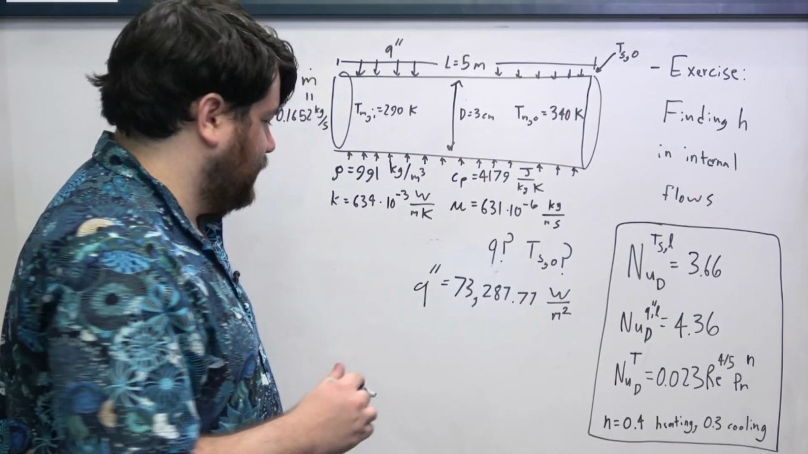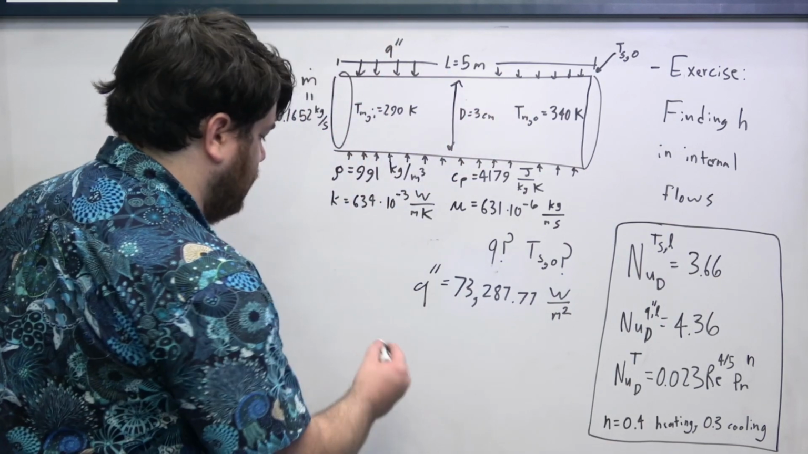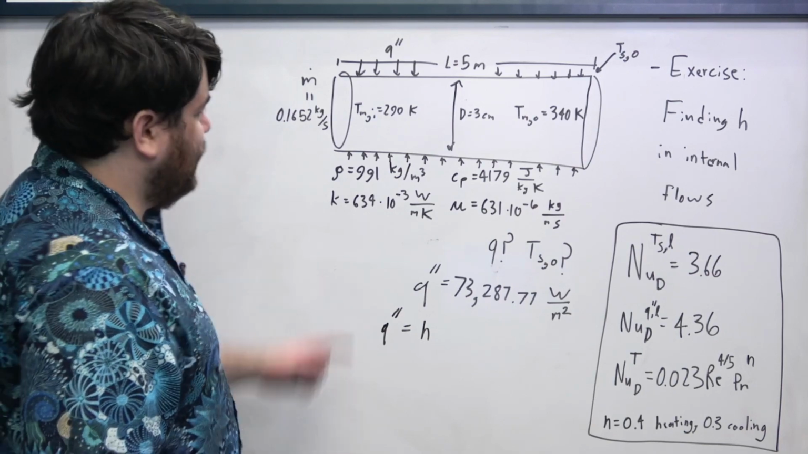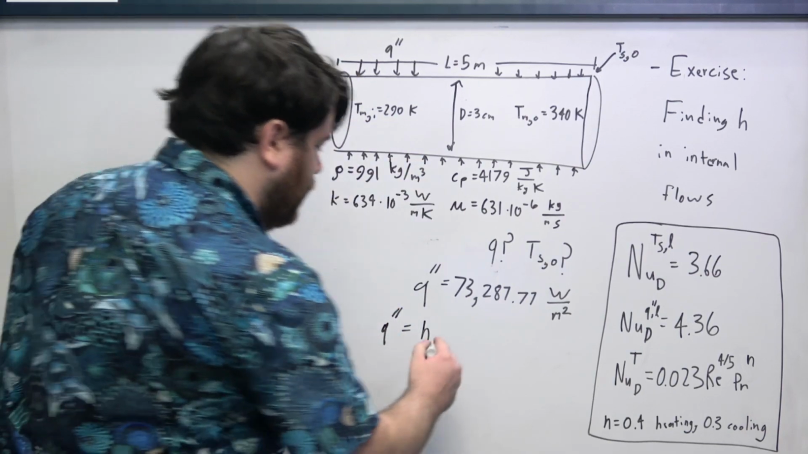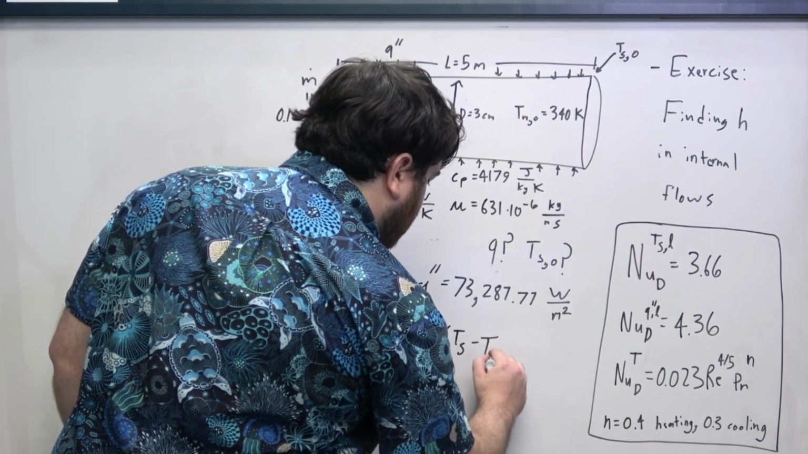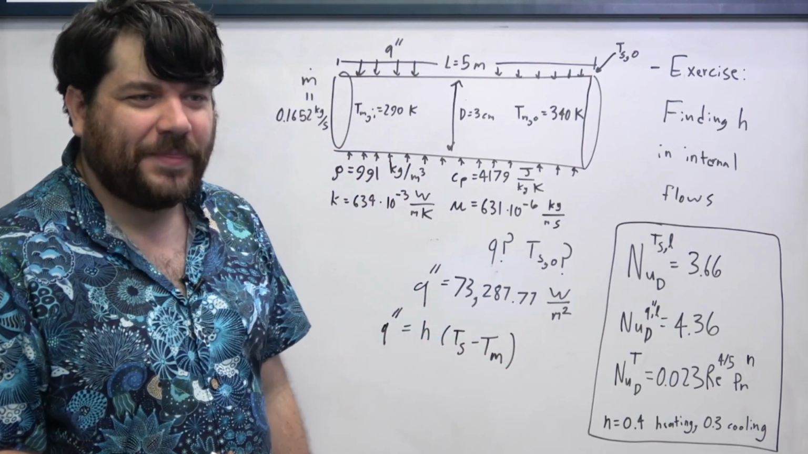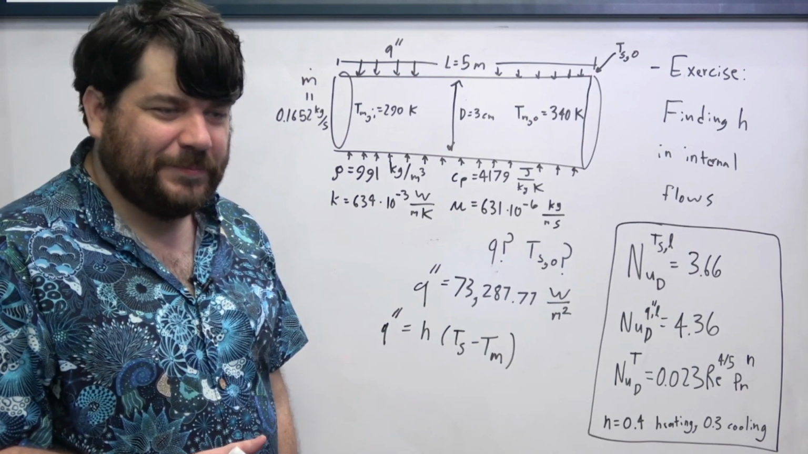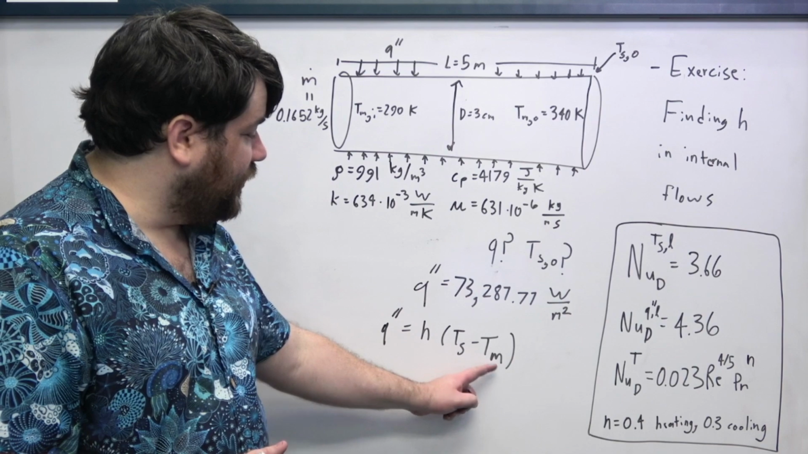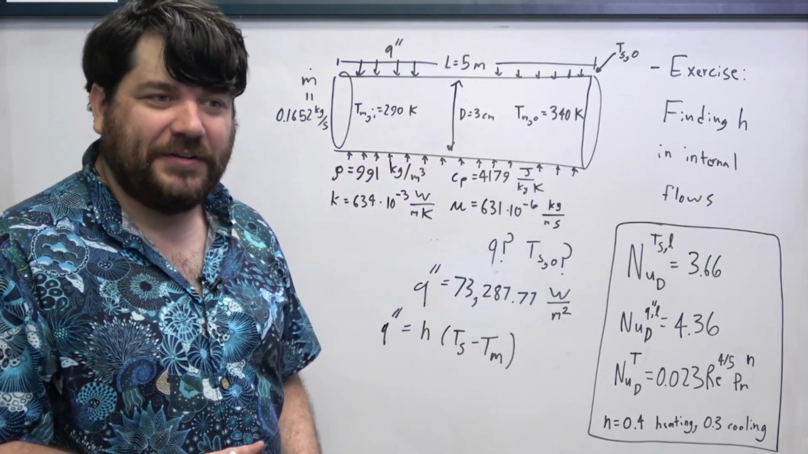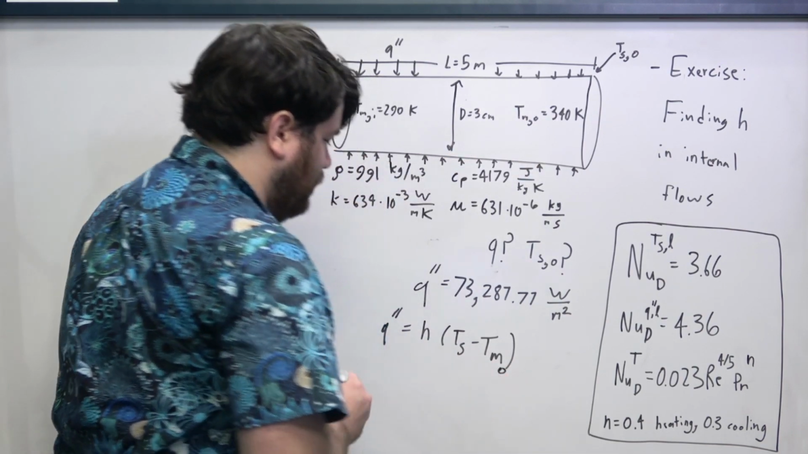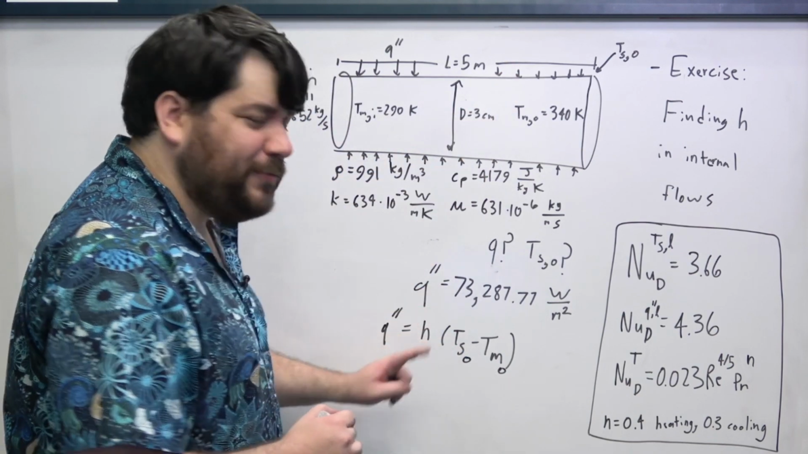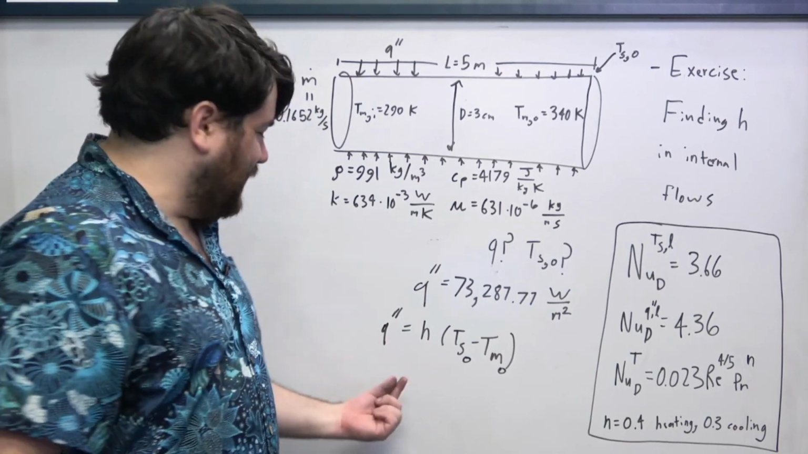Well, remember that the Q double prime in a system like this is equal to H times, and again, assuming that this thing is being imposed inwards, Ts minus Tm. Okay? So if we know the Q double prime, and we know the temperature Tm at the outlet, we can find TSO as long as we can find the H. And so now the trick is to find the H.